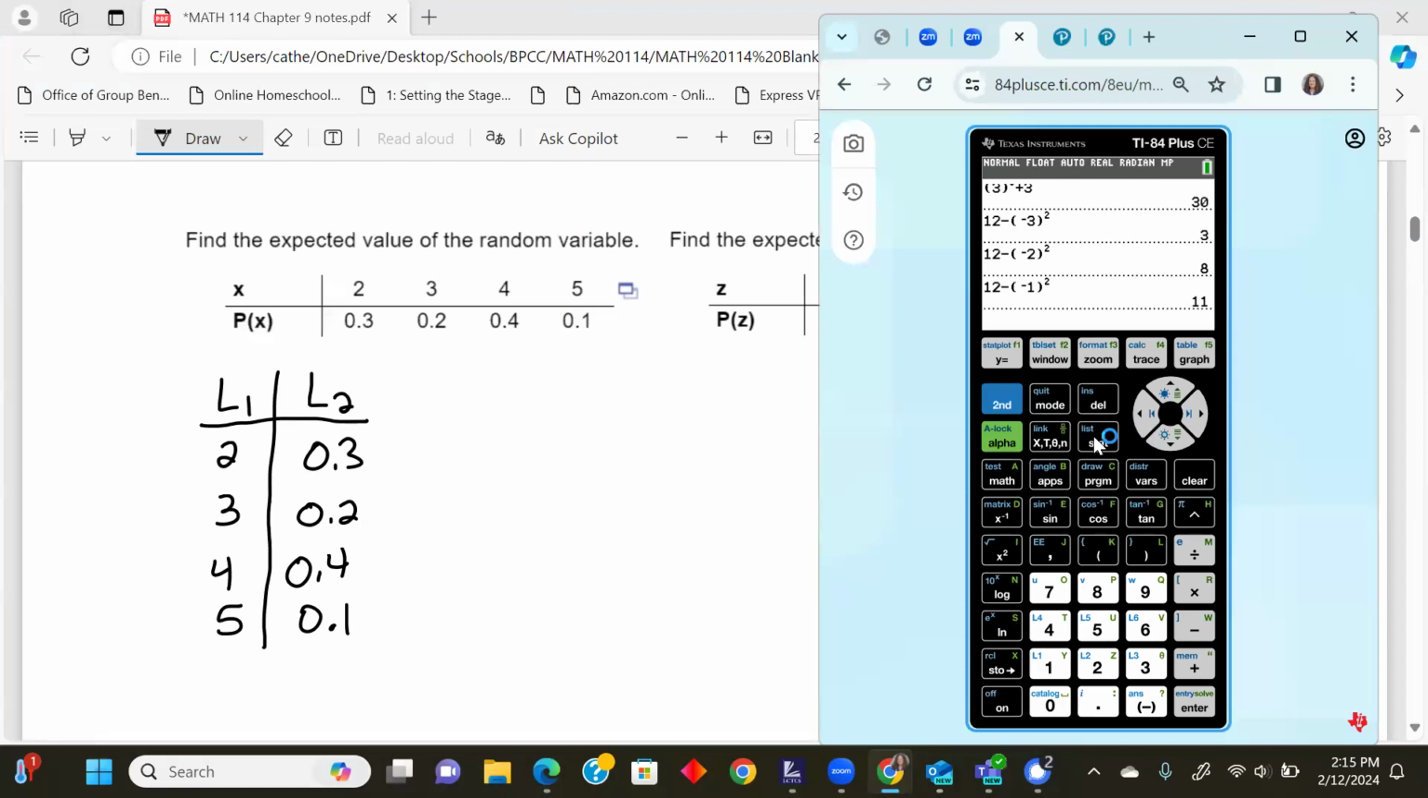So as I hit these buttons, we're going to hit stat. We're on edit, so we're going to hit enter. If you have anything in L1, I'm going to show you how to get rid of it. Arrow up till you're on L1, hit clear, not delete, hit clear, and then hit enter, and it clears the whole column. If you hit delete, it's going to get rid of L1. It's not a big deal. I can get that back. Or you can type over.